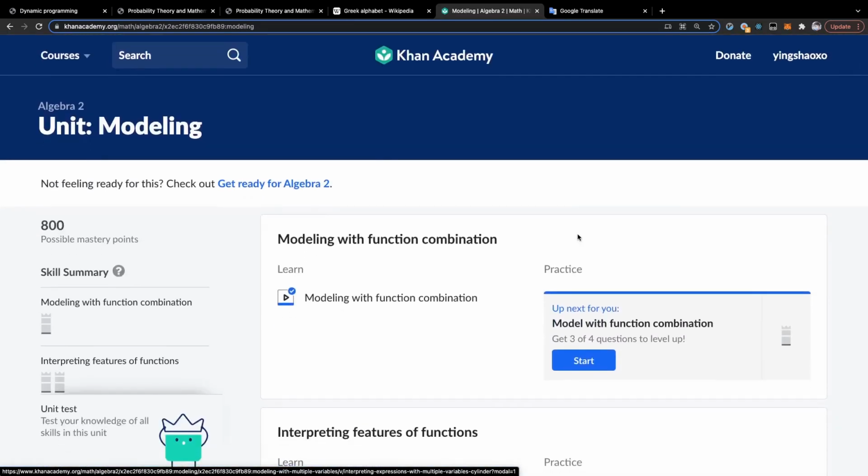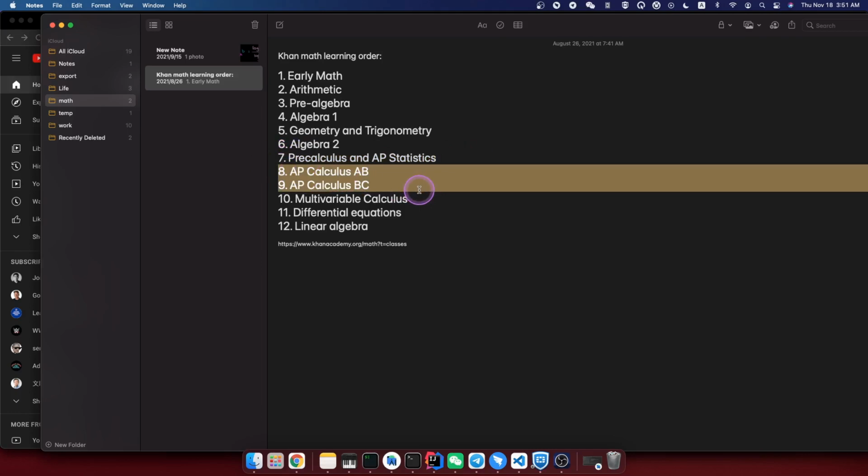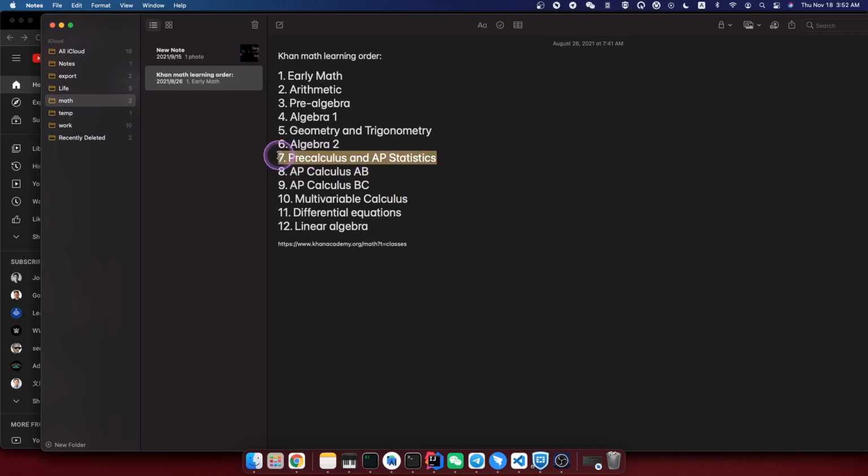Basically, we just finished all the learning for Algebra 2. Congratulations, guys. That means we could get into the next part, which is pre-calculus and AP statistics. And after this part, we will get into the high level of mathematics. We are going to learn calculus. But before that, we still have to learn pre-calculus and AP statistics. No problem, we could do that.